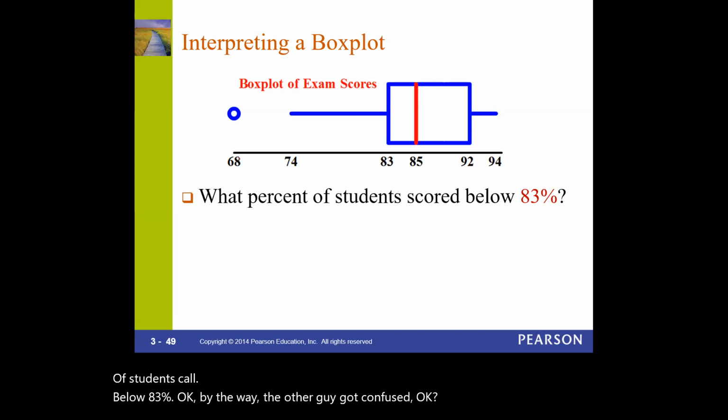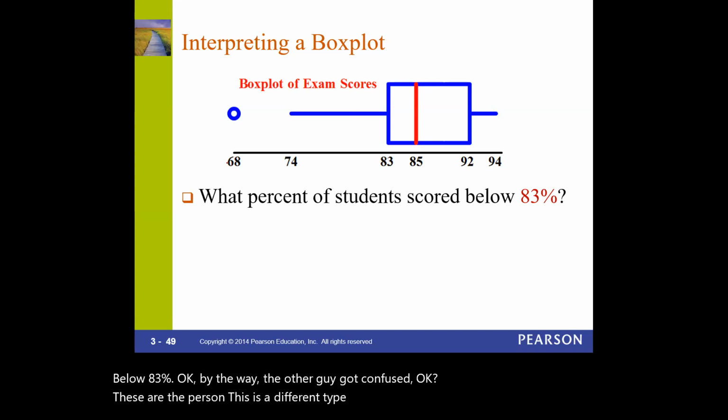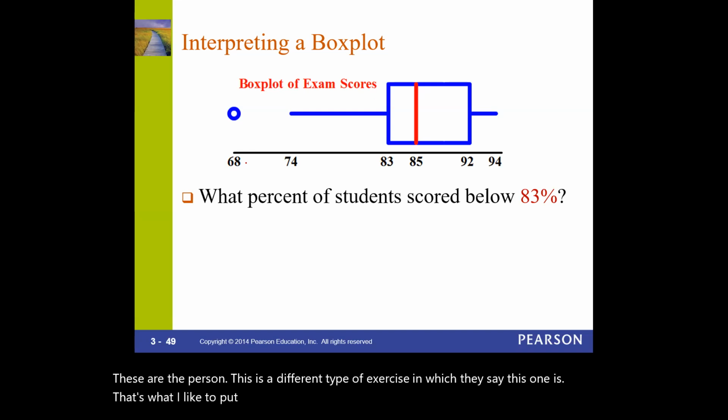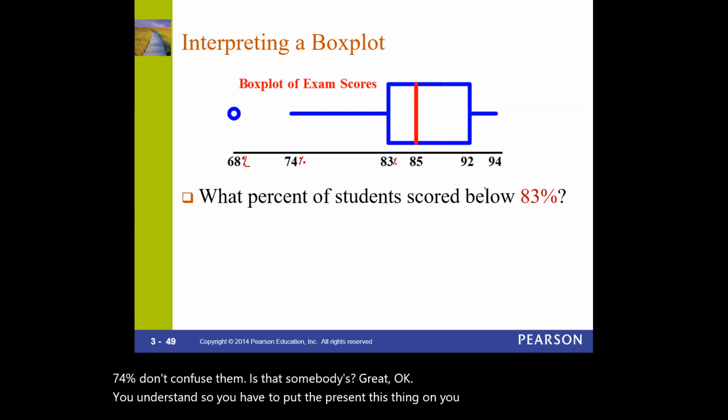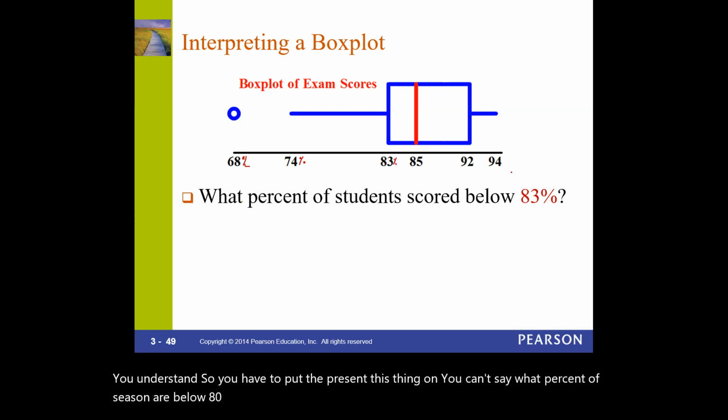These are the percent. This is a different type of exercise, and that's why I like to put the 82%. This one is like a person right here. This is like 66%, 74%. Don't confuse them. It's like somebody's grades, okay? You understand? So you don't have to put the percentage if you want. You can say what percent of students are below 83 if you want to. So if you don't want to get confused, okay? I mean, what percent of students got below 82? What will you guys say?